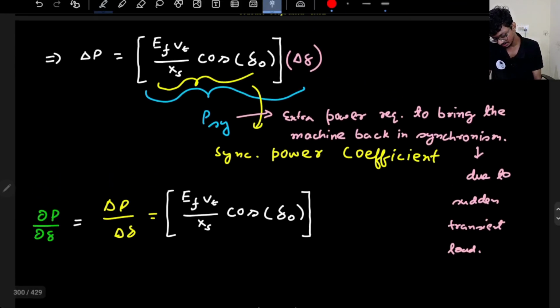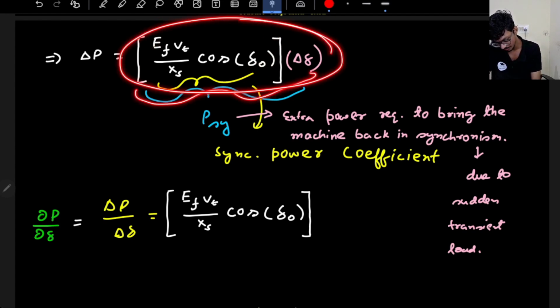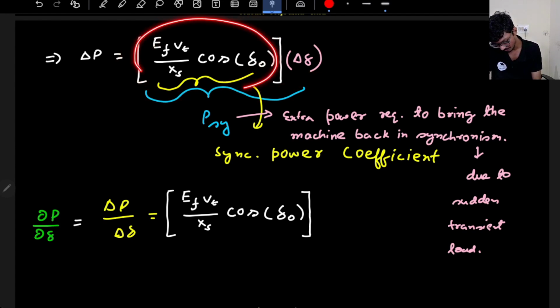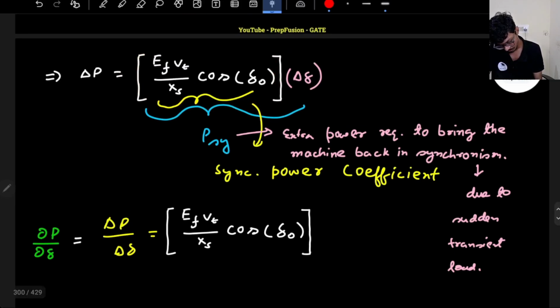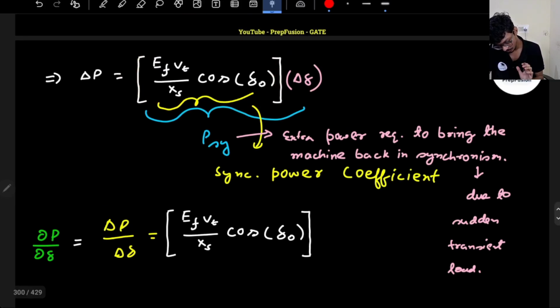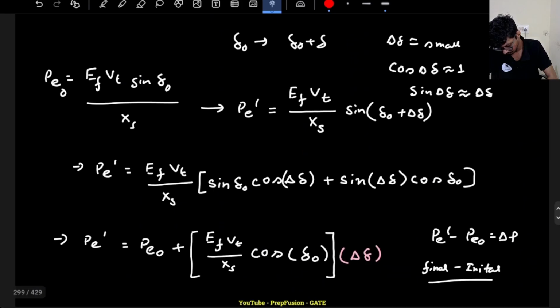Okay, so this is the synchronizing power coefficient, right? Sorry, this is the synchronizing power coefficient, and this is the amount of synchronizing power. This much amount of synchronizing power I will require, and this is the synchronizing power coefficient. Okay, I hope that is clear to you. Yes. Okay. So yeah, I hope now everything is clear.